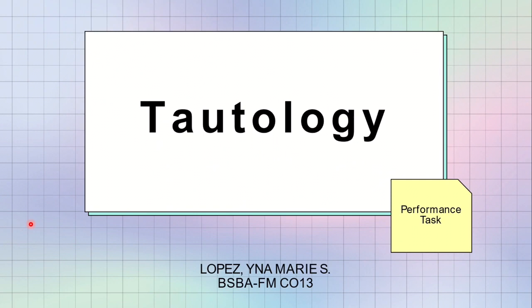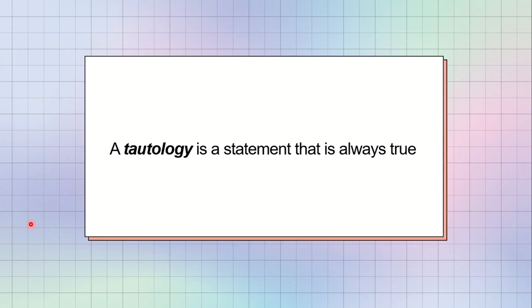So let's define first the meaning of tautology. A tautology is a statement that is always true. So what do we mean by a statement that is always true? To learn more about this topic, let us see the examples.